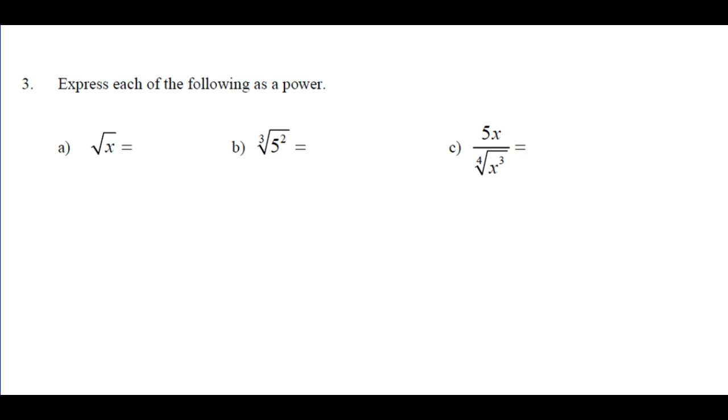Express each of the following as a power. So it's changing a radical to an exponential. So a square root is 1/2. It's a cube root. The root is the denominator of the fraction. You raise it to a fractional power, and then you're squaring it. So what root goes on the bottom? What power? I'm squaring the 5. That goes up top.